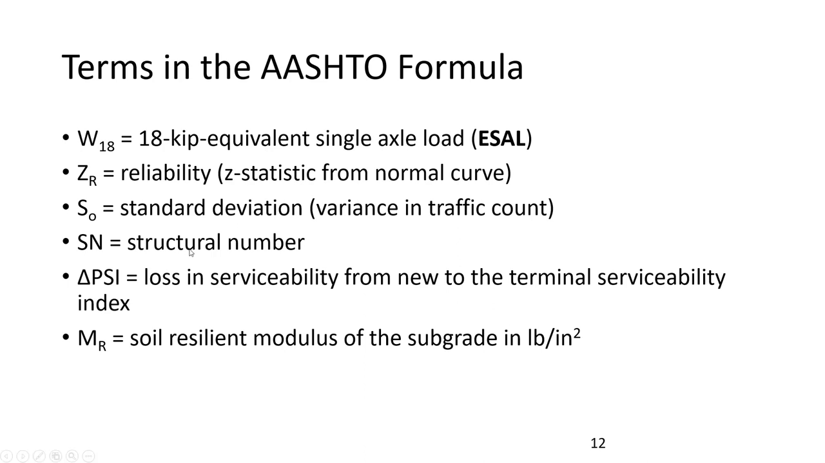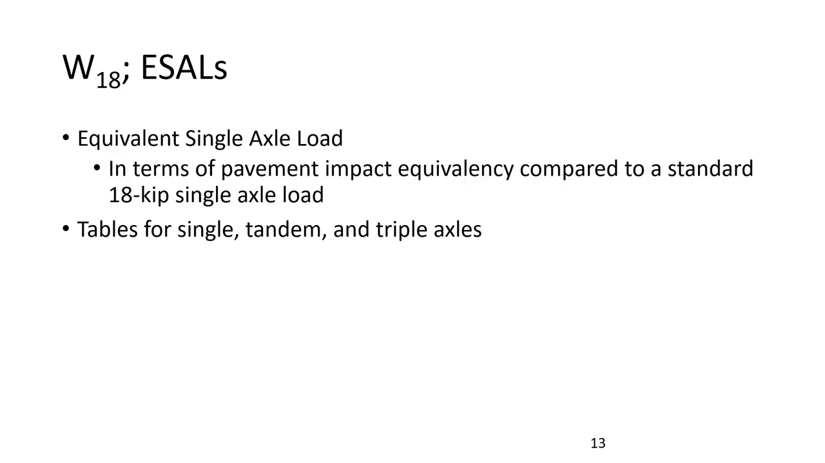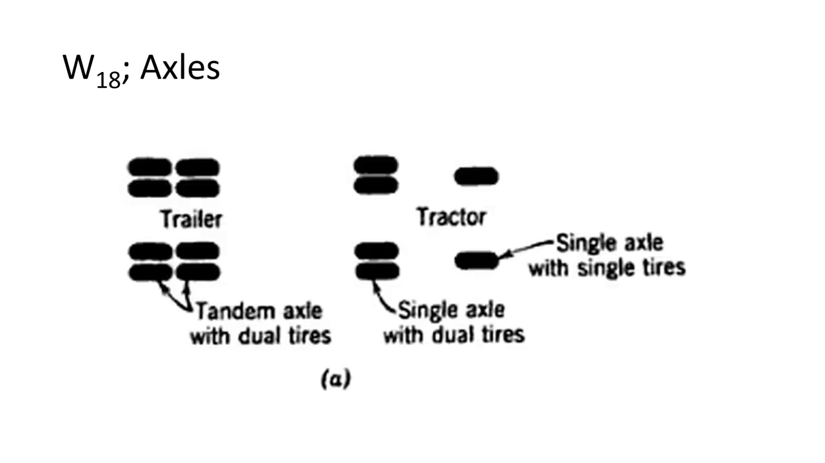From last year, right? Structural number is really the number we want to come up with when we finally get there. Here's our soil resilient modulus, M sub R, that's the strength of the soil. This is the big one. This is your ESAL, your W18, the number of equivalent single axle loads that come through. And in an ESAL, if you remember right, the equivalent single axle load is defined as an 18,000 pound axle loading. All right. And then we've got charts that come through that.